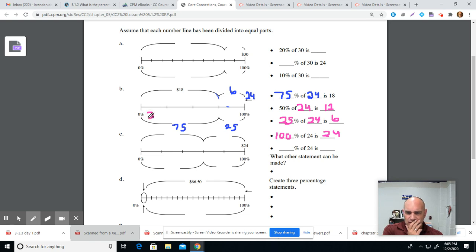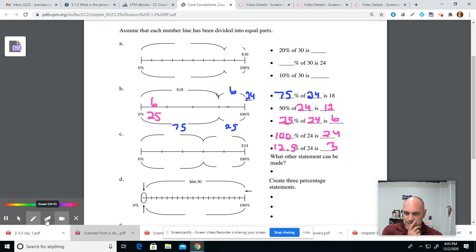So every chunk is 25%, and every chunk is worth $6. So what if we just split it in half? So half of 25 would be 12.5%. So I'm cutting this in half. So that'd be 12.5%, and half of 6 would be 3 then. There's my last one, I guess. All right, so that kind of helps that one out.